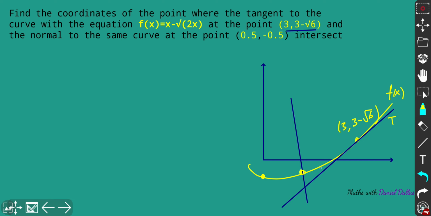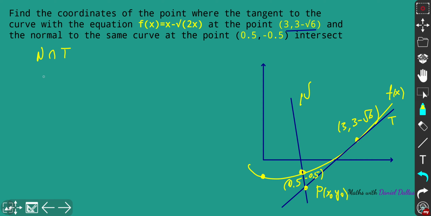Here is your point. That point is (0.5, negative 0.5). That's your point where the normal meets the curve f(x). And here is the point of intersection. So the normal line will intersect with the tangent at some point, let's say P. And you simply need to define those coordinates. So this is the visual presentation, and let's do it algebraically.